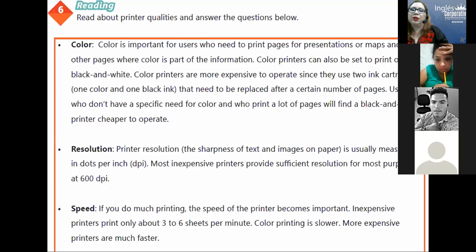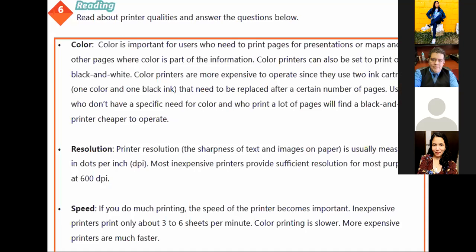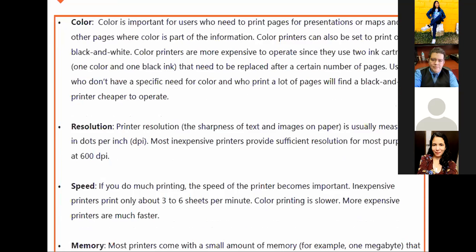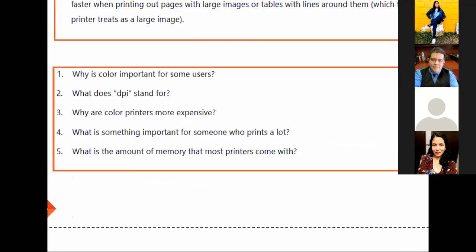They have different kinds of needs. So they need color for their presentations, right? Yeah, you're right. It's very important, the color. So now, what about number two? What about question number two?